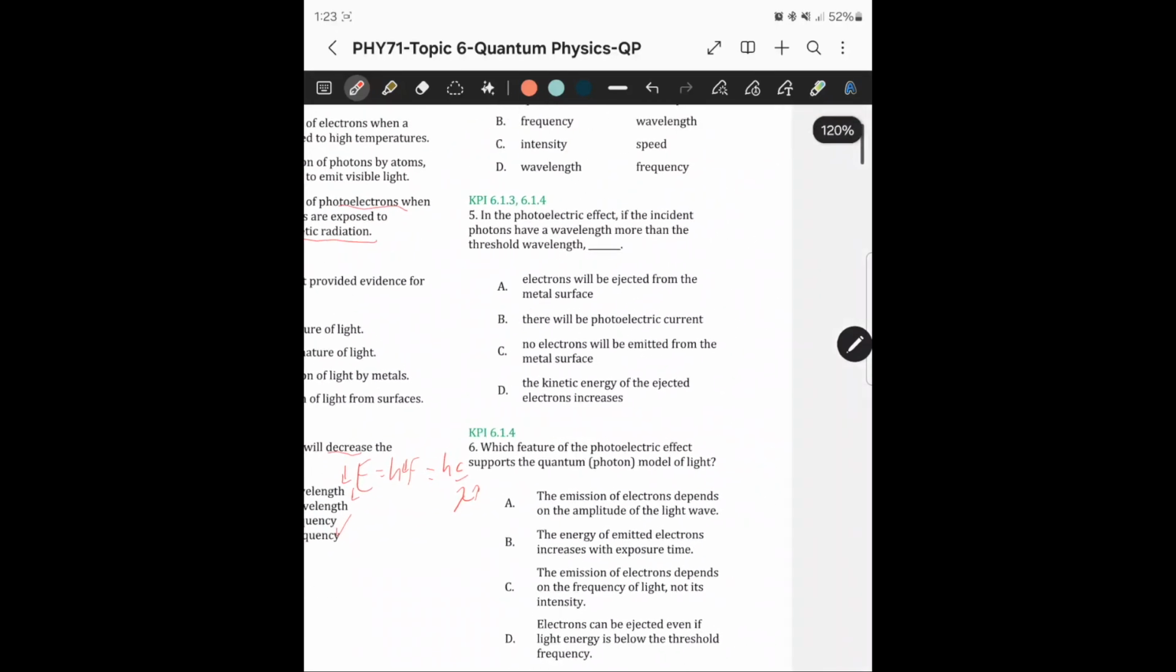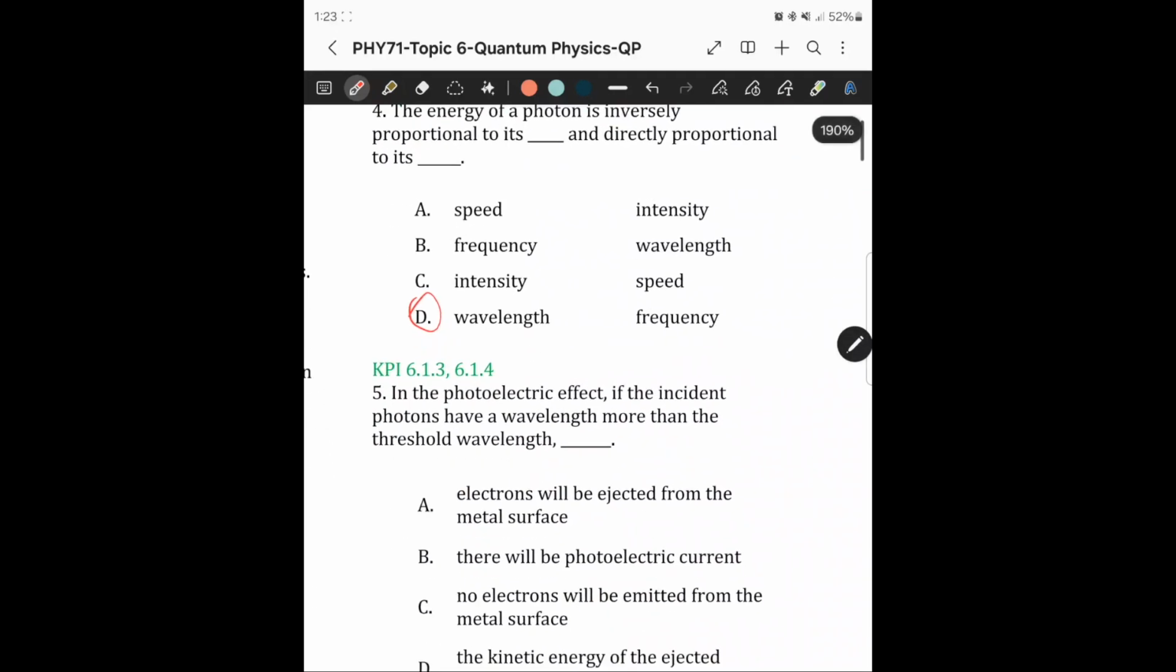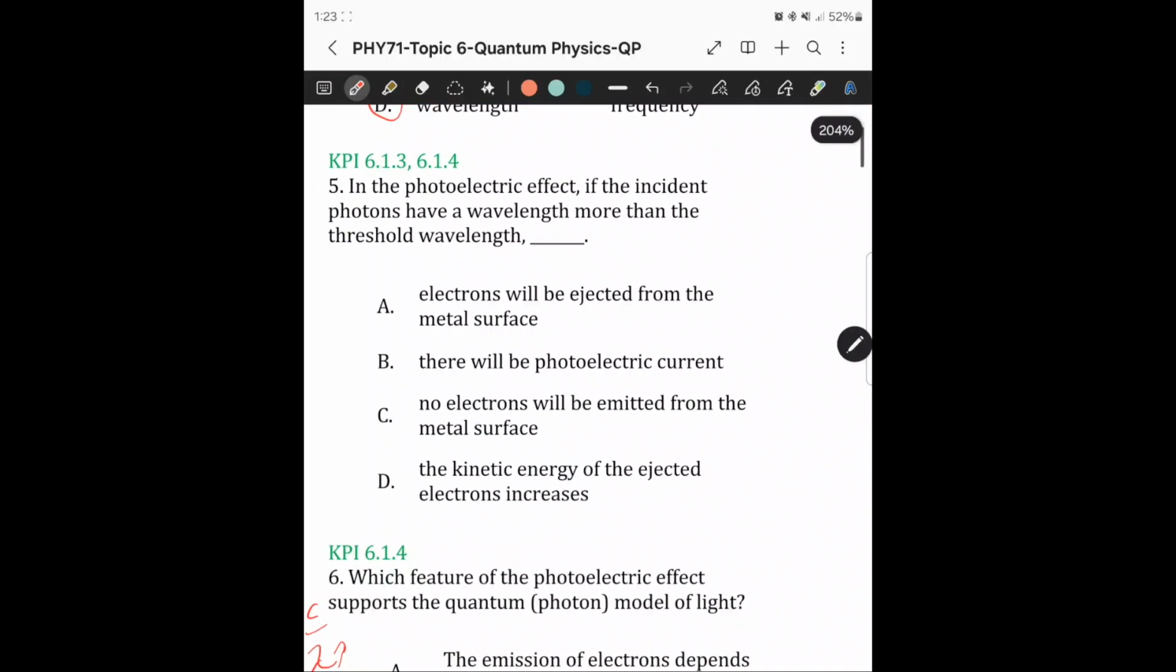Over here on the right hand side, let's move along. What do we have here? The energy of a photon is inversely, well, I've literally just said it in the previous question, inversely proportional to the wavelength, directly proportional to the speed. In the photoelectric effect, if it has a wavelength more than the threshold frequency, so the wavelength being more, it didn't say energy being more, wavelength being more. So the threshold, hc over lambda. If I have a higher wavelength, I have less energy. That could have been energy. I have less energy, I will not be able to eject. I need to have the minimum energy to eject.